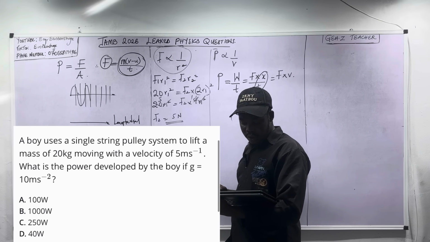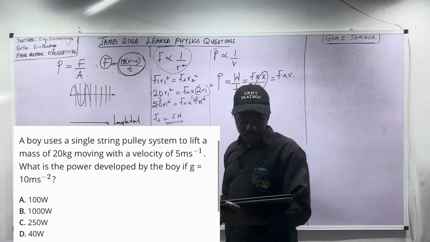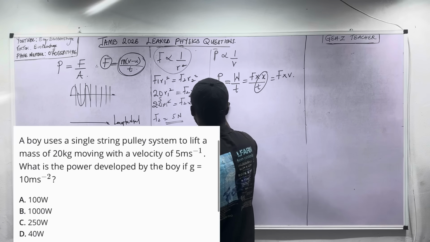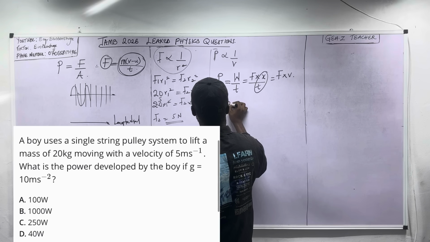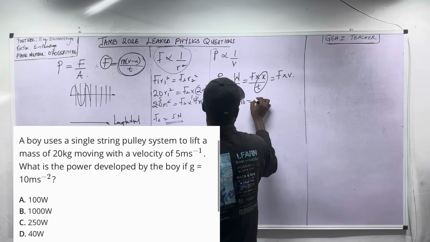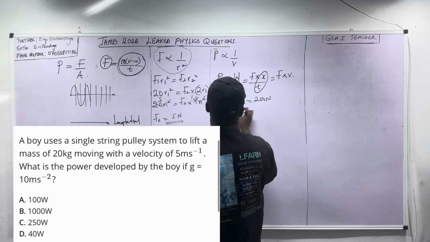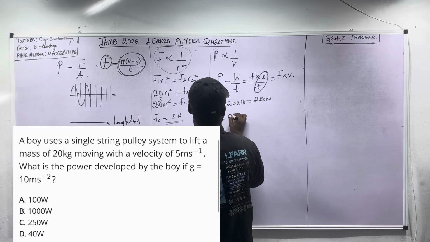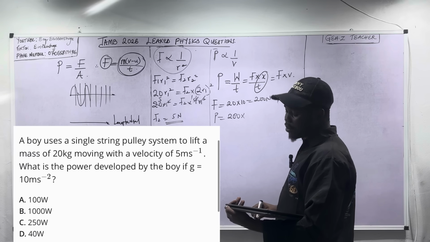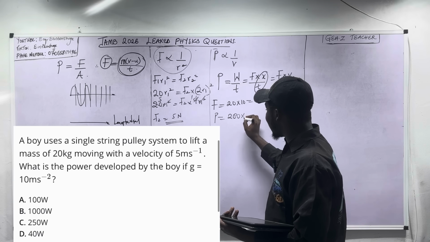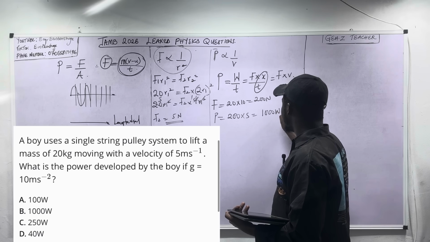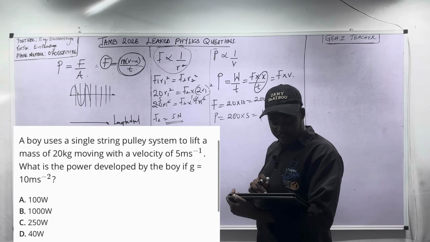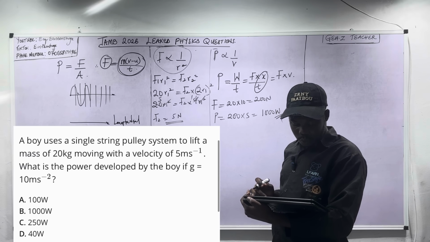So quickly, to get the force here, it's going to be the weight. So the force in this case is going to be the weight of the object. So this should be, the mass was 20 times G is 10. That should give you 200 Newton. So the power should become the force as 200 times the velocity as 5, and this should give you 1000 watts. So 1000 watts should be the answer to that question.